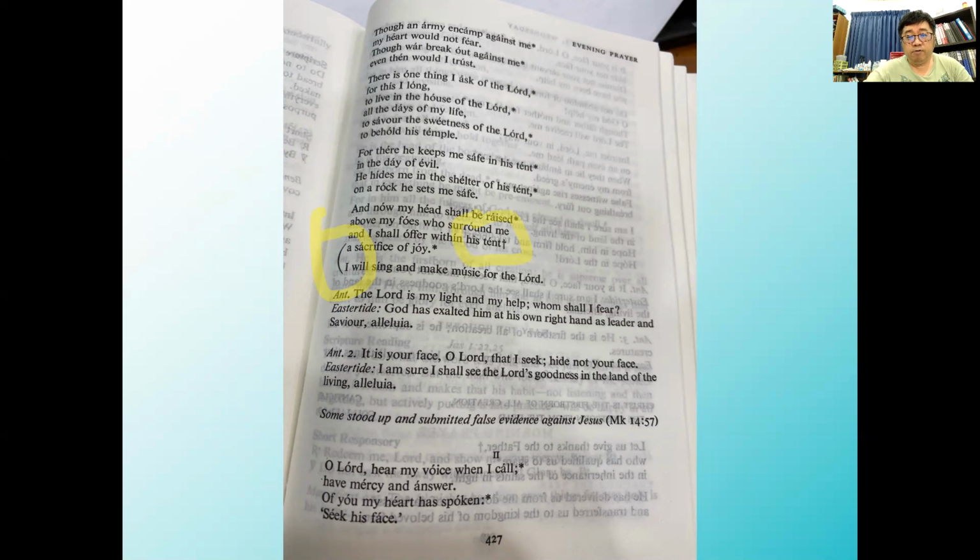So, and now my head shall be raised becomes the tone of a two-line chant, the first tone of a two-line chant. Above my foes who surround me would be the second tone of a two-line chant. And I shall offer within his tent a sacrifice of joy will become the third line of the first tone of a two-line chant. I will sing and make music for the Lord becomes the fourth line of a two-line chant using the second tone of a two-line chant.